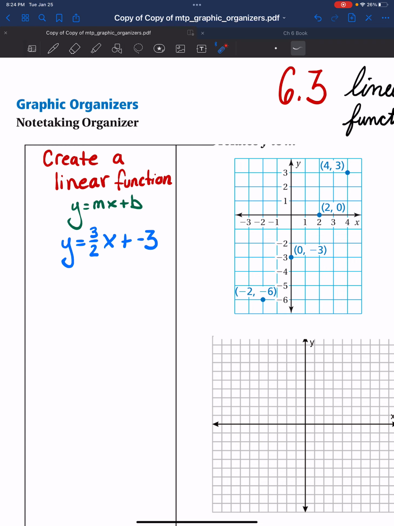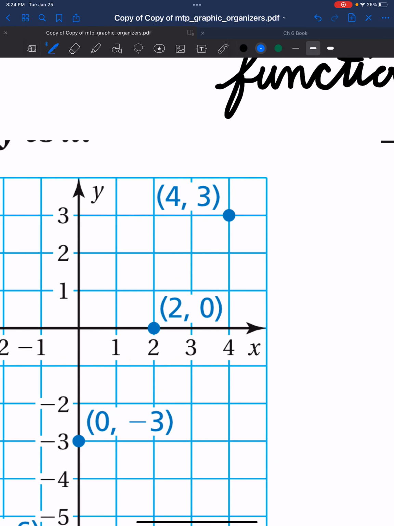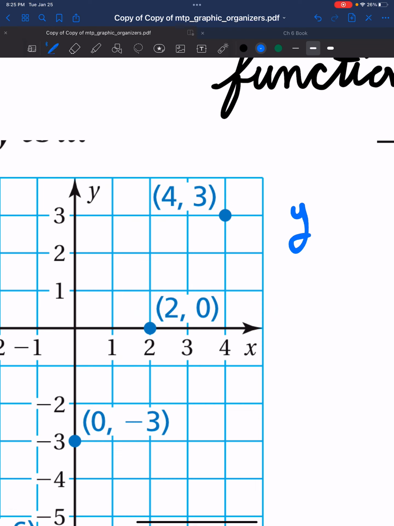A quick little refresher. How would you find slope of 2 ordered pairs if you couldn't count the rise over the run? You take the change in y's over the change in x's. And remember, change means subtract.